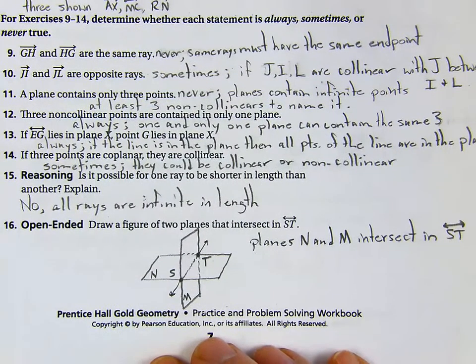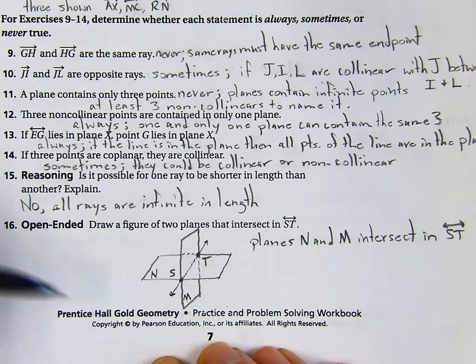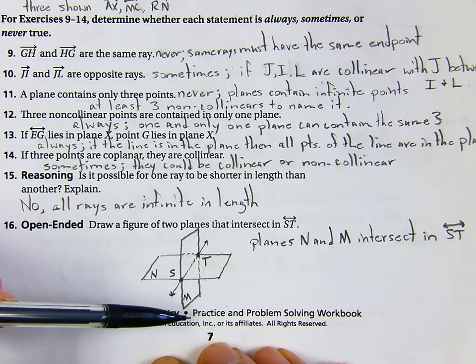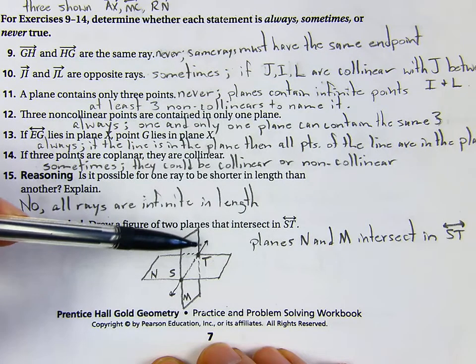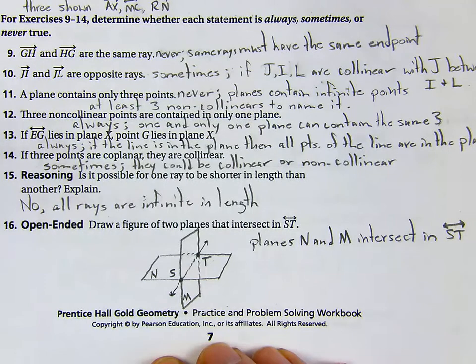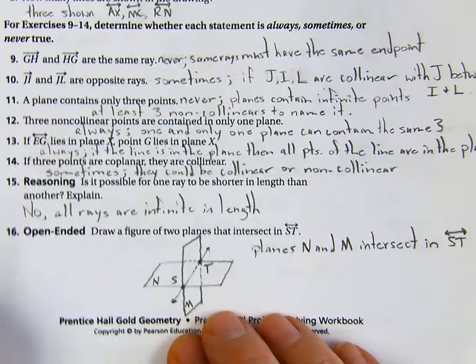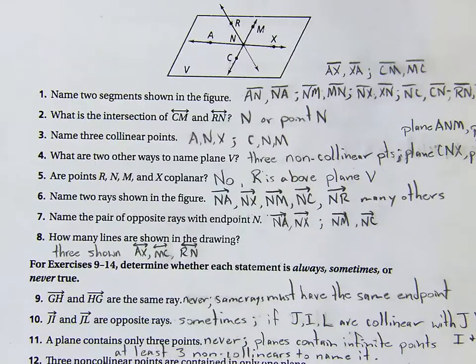Next, number 16, open-ended. You were to draw a figure of 2 planes that intersect in line ST. So I drew a plane N, and I called this one plane M, and they intersect. That's where they meet, and I call that line ST. So line ST is their intersection. That was open-ended. You were just supposed to draw a picture, and that's what mine looked like. Okay, over on the next page.